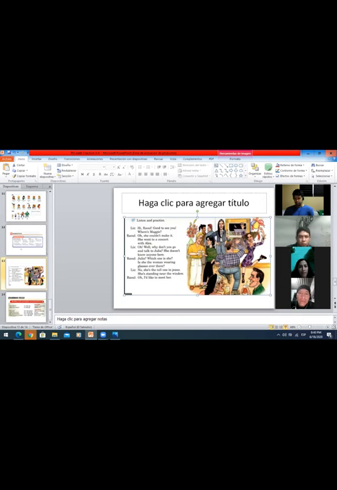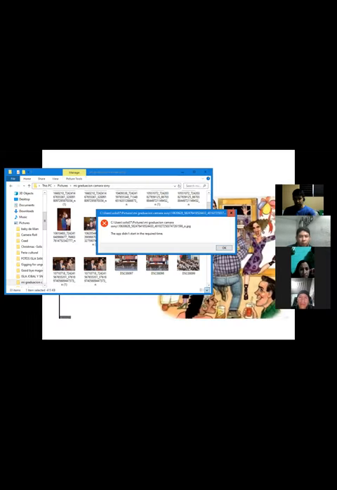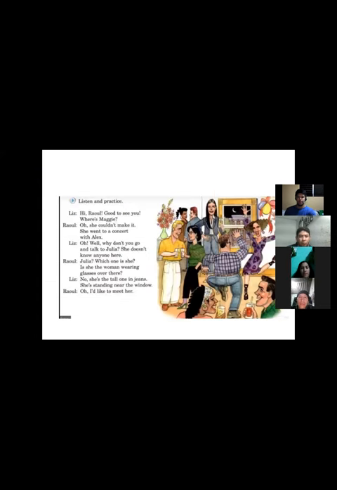Let me share my screen, let me full screen this so you guys can see it. Okay, fine. Look. So for example, which one is she? She goes, is the woman wearing glasses over there? So she gives a description like, is the woman wearing glasses over there?